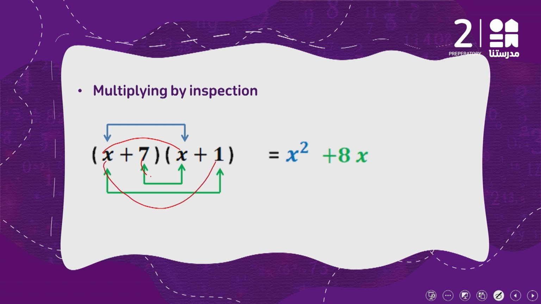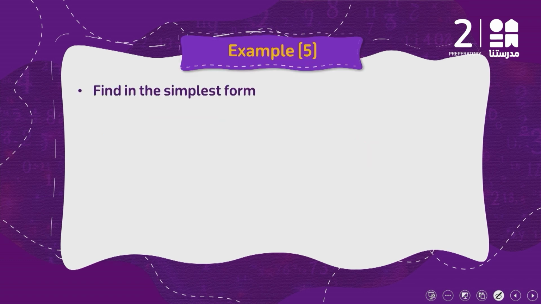And then x times 7, which is 7x. Added together will be 8x. And then x, after multiplying by x, here is 7. And then 7 times 1, which is 7 at the end. This is simply by inspection. Find in simplest form this one.